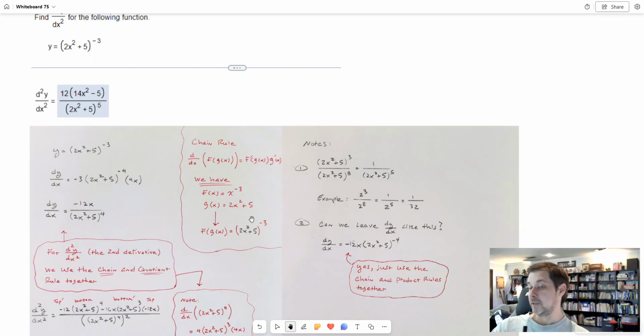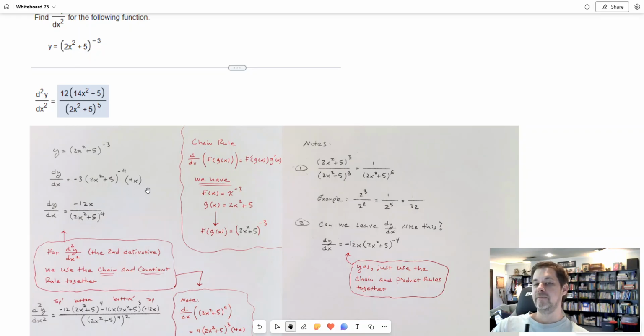But here's how it's a composition. If I let f of x be x to the minus 3 and g of x be 2x squared plus 5, and if I put g inside of f, it would look like this, and that's what we have. Okay, so that's how I'm seeing it as a composition. And to help here, I wrote g in pencil and f in my red pen, just so you can see that both functions are there, one inside of the other. Okay. All right. So that's what we have.